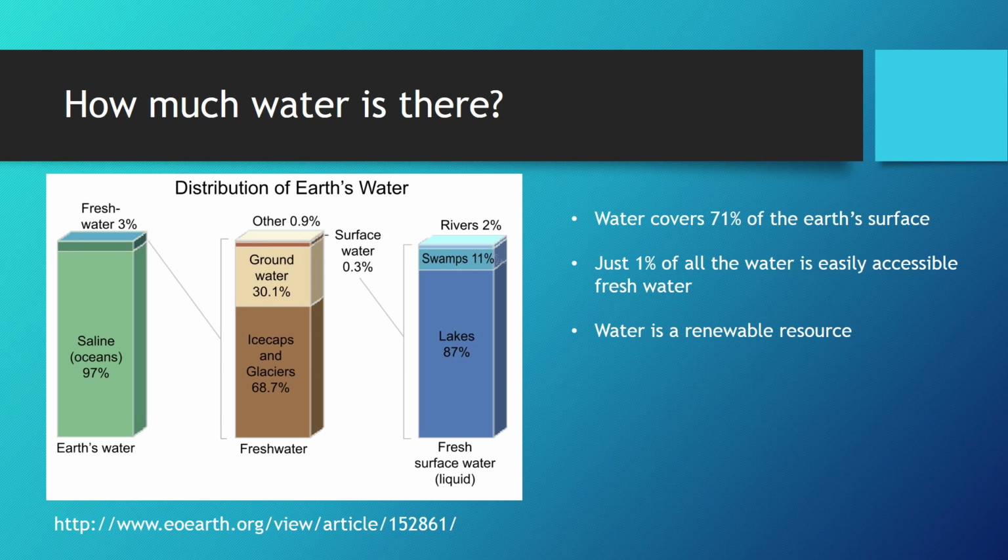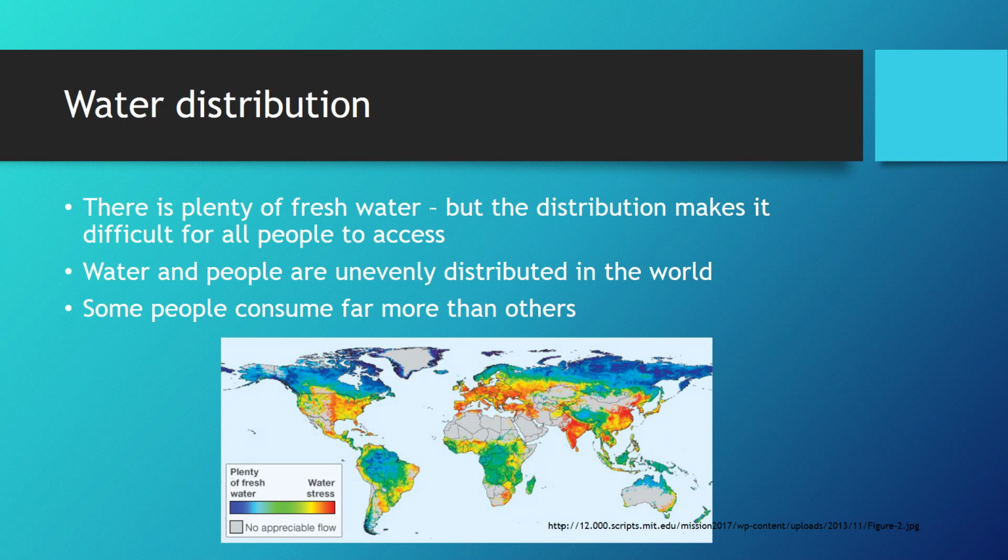Of that fresh water, you'll see the breakup. You've got 87% in lakes, 11% in swamps, and then 2% in rivers. So even though we've only got 1% of water that we can actually have access to, it still is plenty of fresh water. The problem is that we don't have the water distributed evenly around the world.